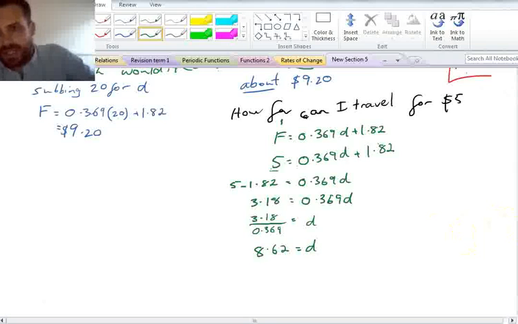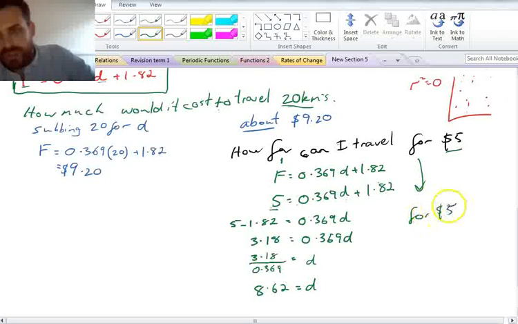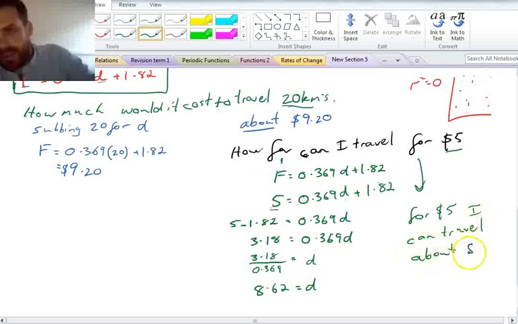So the question I was asked was, how far can I travel for $5? The answer, according to our maths, is for $5 I can travel about, there's that about word again, 8.62 kilometers.